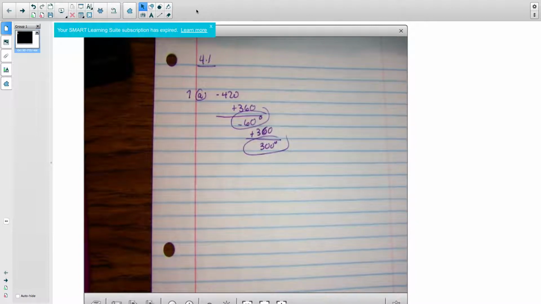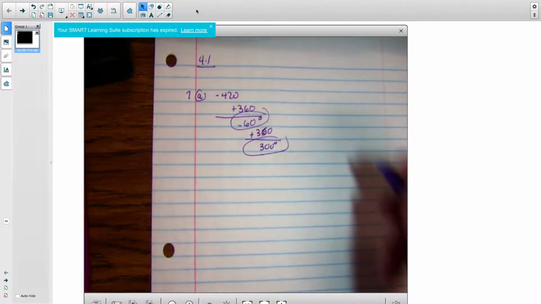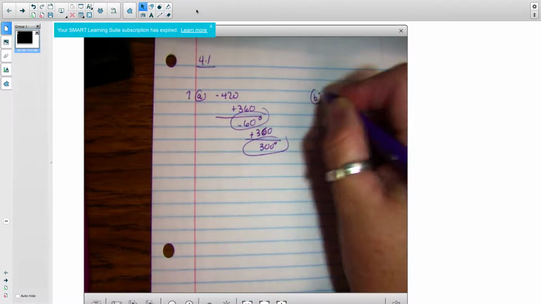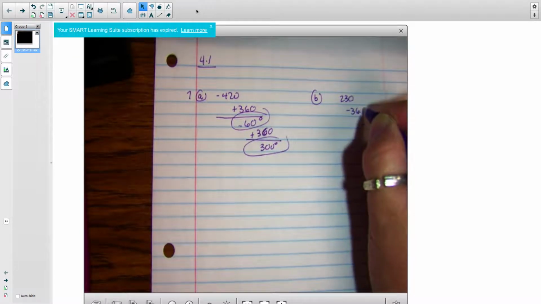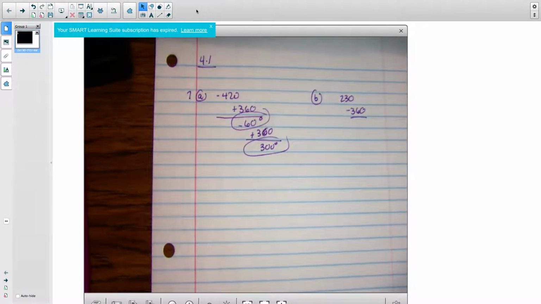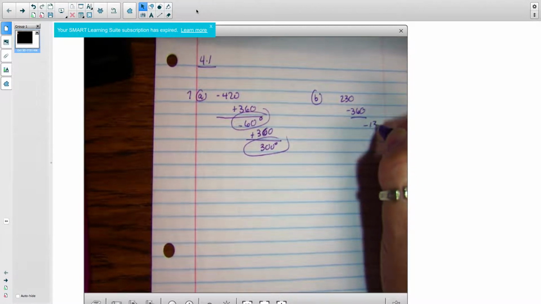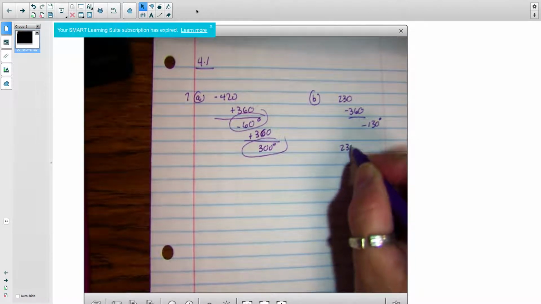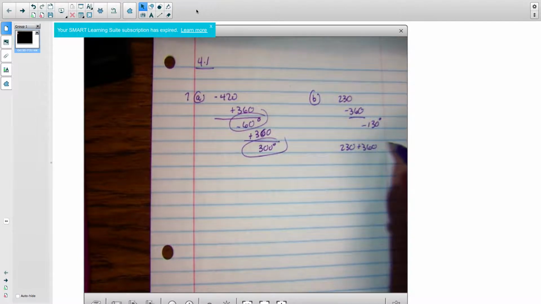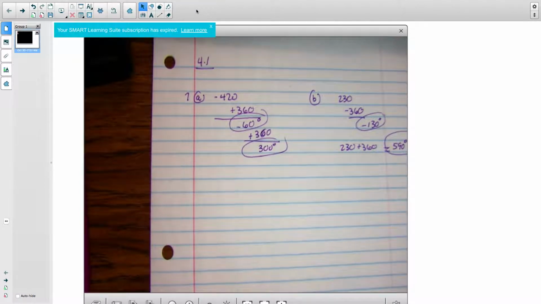You say B2? Yeah. So B is 230. Subtract 360, what do you get? Negative 130. Negative 130 degrees. If you take the 230 and add 360, you get 590. Questions on that?